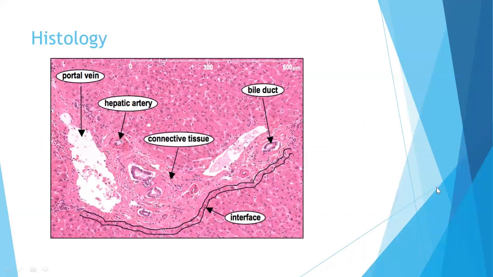And let's also zoom in on the histology, because here you can see that this is the portal vein, this collapsed vessel is the hepatic artery, you can see some connective tissue here, and here is the bile duct, and this is the interface between the two hepatocytes.